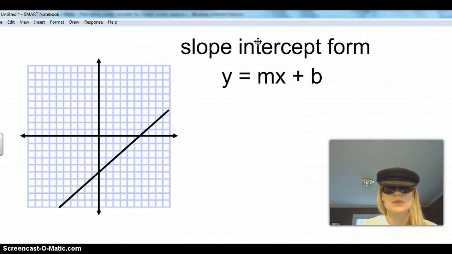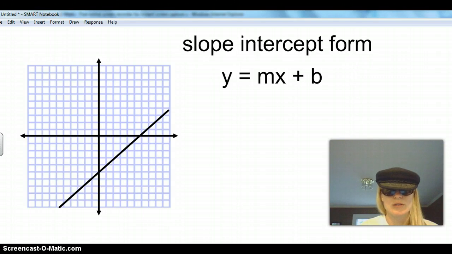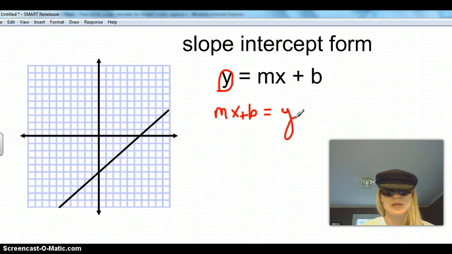Okay, so the slope-intercept form is when you have your y alone on one side of the equals. So this is by itself. It can be on this side or over here. So in this case, we could write it mx plus b, and then y would be by itself on this side. So it can be on either side, but we isolate y, okay?